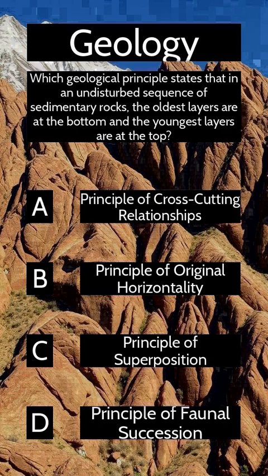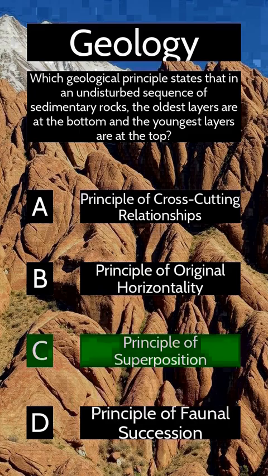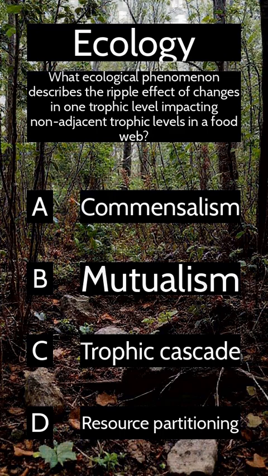Which geological principle states that in an undisturbed sequence of sedimentary rocks, the oldest layers are at the bottom and the youngest layers are at the top? Answer C. Principle of superposition. What ecological phenomenon describes the ripple effect of changes in one trophic level impacting non-adjacent trophic levels in a food web?